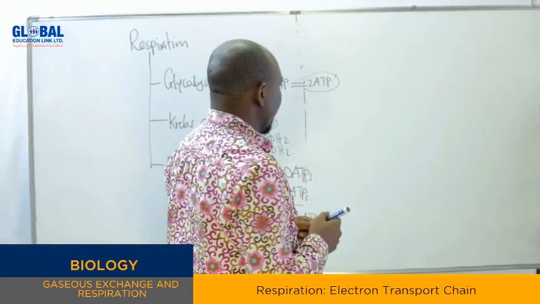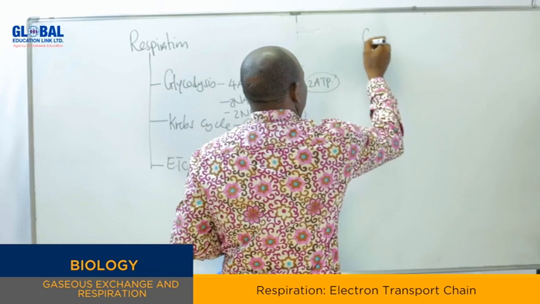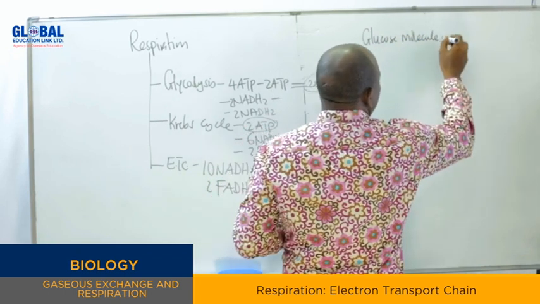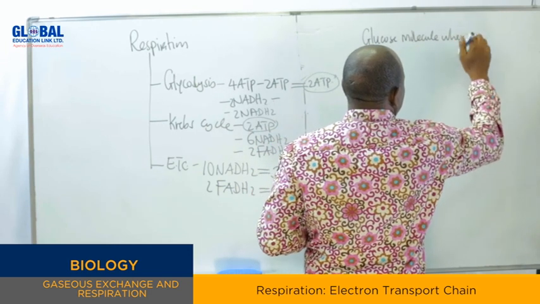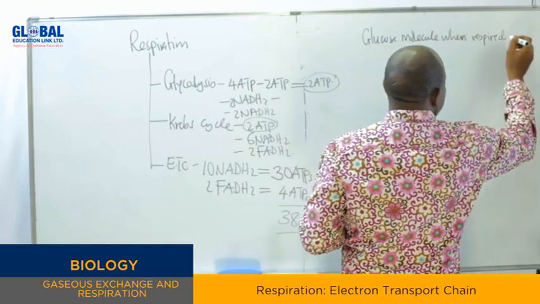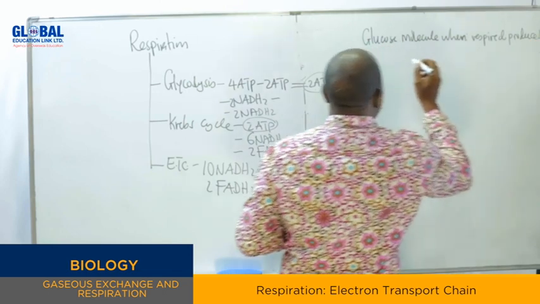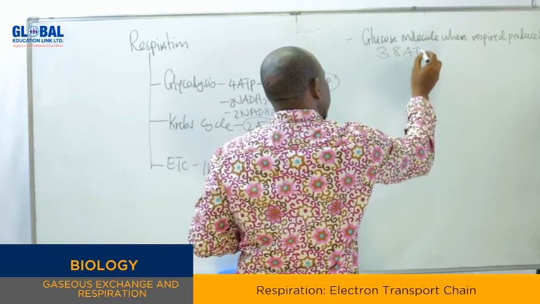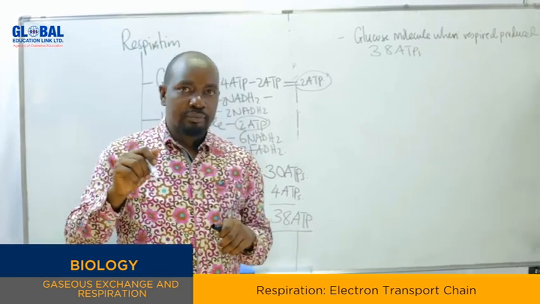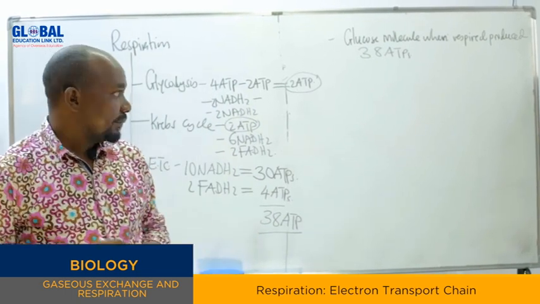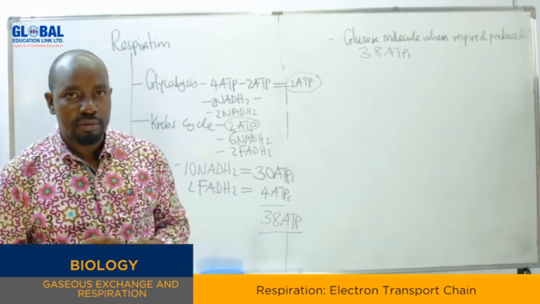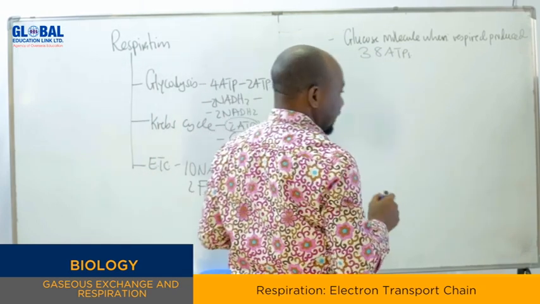Dear student, the glucose molecule, when respired, produces 38 ATPs, as we have seen here. But mind you, for one mole of ATP, when it is hydrolyzed, it releases energy. The amount of energy released by the hydrolysis of one mole of ATP is equivalent to 30.6 kilojoules.